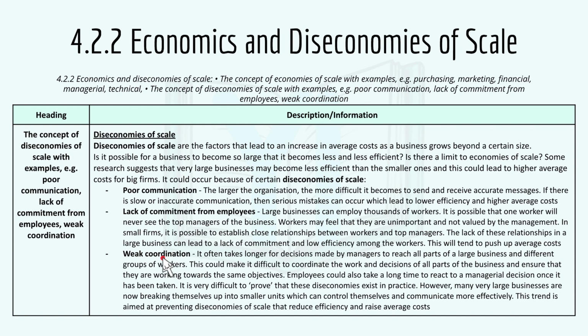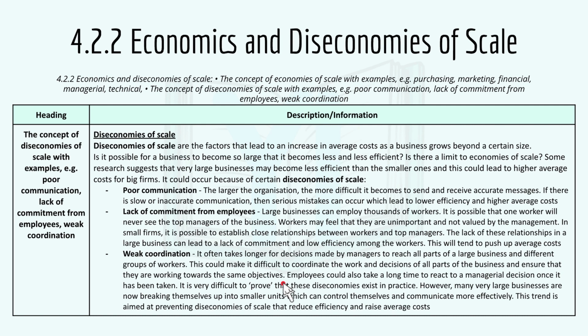And number 3, the weak coordination. It often takes longer for the decisions made by managers to reach all parts of a large business and different groups of workers. This can make it too difficult to coordinate the work and decisions of all parts of the business and ensure that they are working towards the same objectives.